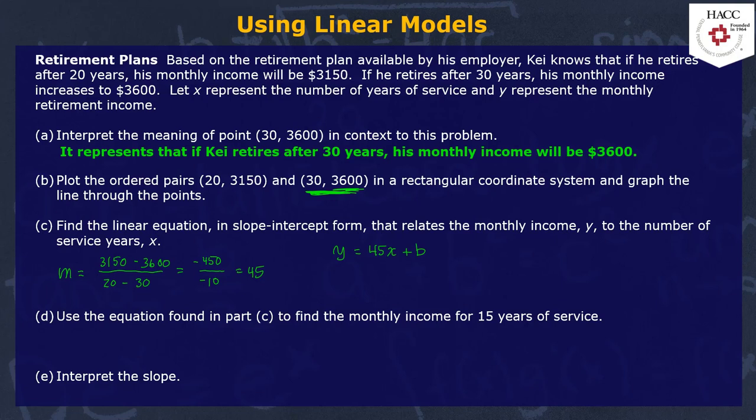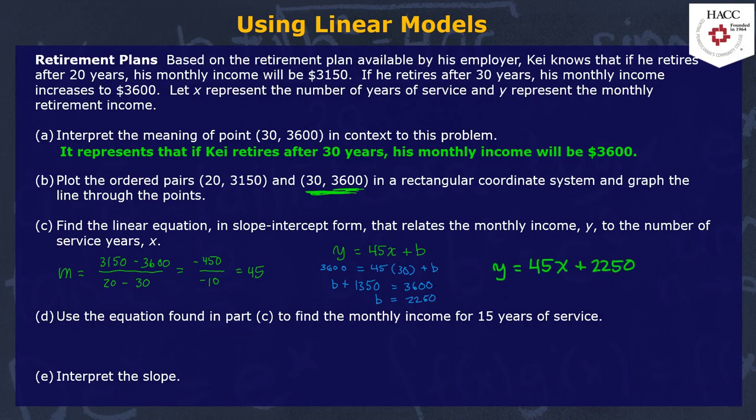both parts of the ordered pair and not the x coordinate of one with the y coordinate of the other ordered pair. That's sometimes what happens with some students, and it causes them to come nowhere close to the right answer. So with that in mind, I know that 3600 would be 45 times 30 plus b. 45 times 30 is 1,350. So b plus 1,350 equals 3,600, which means b would equal 2,250.